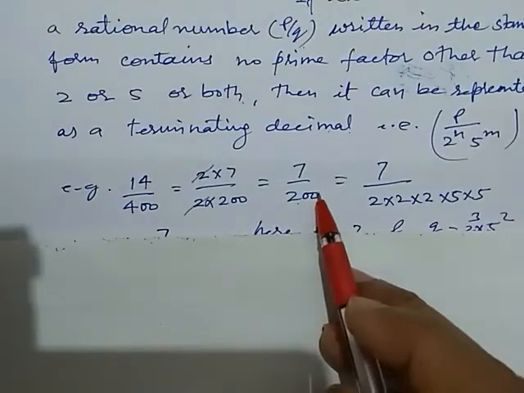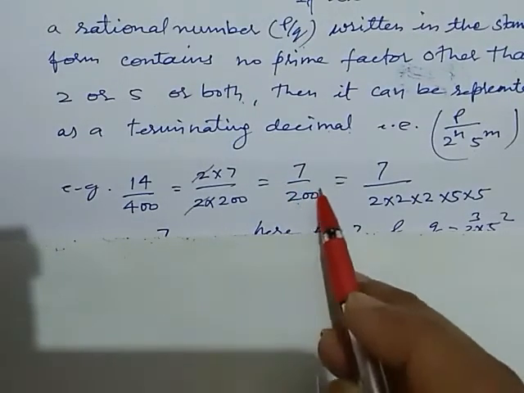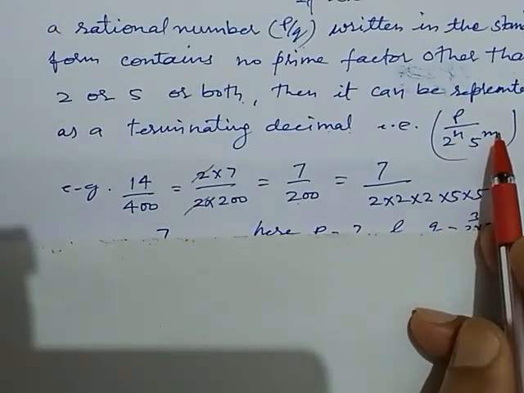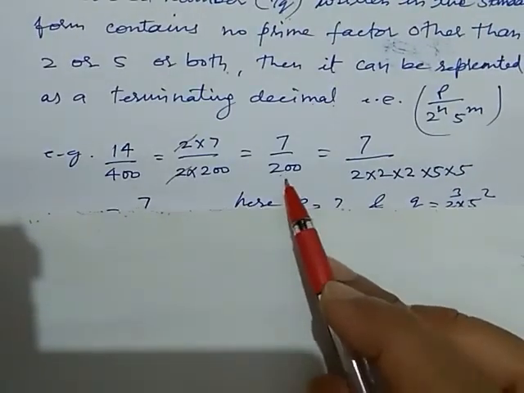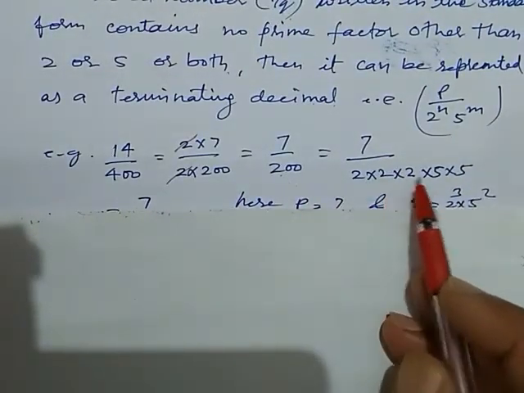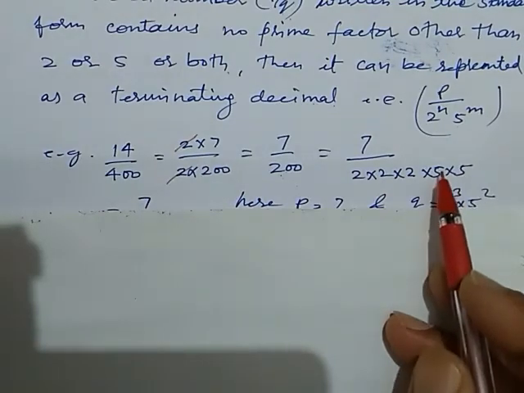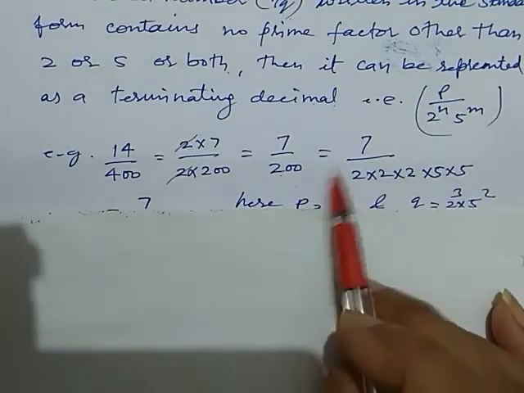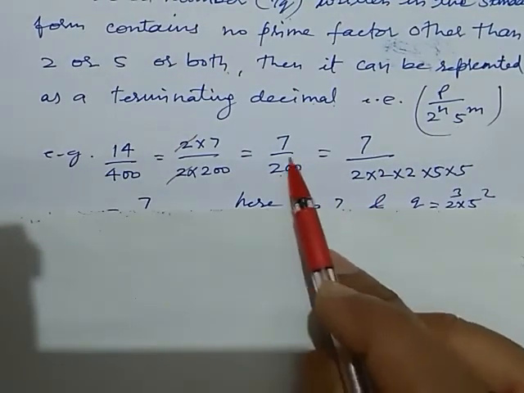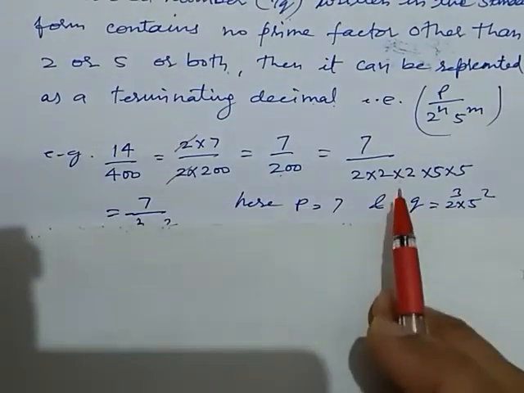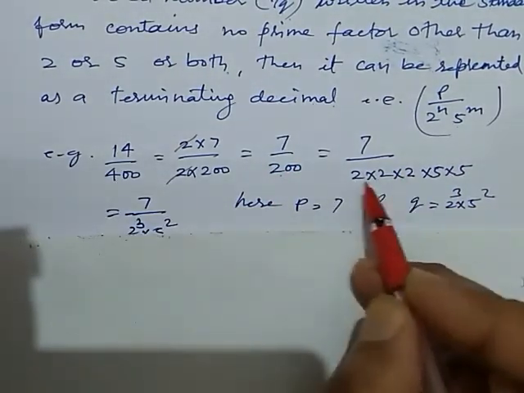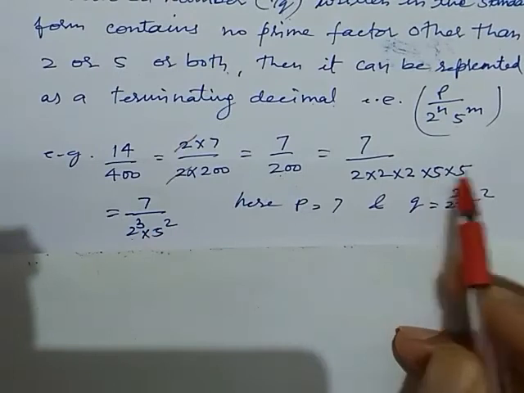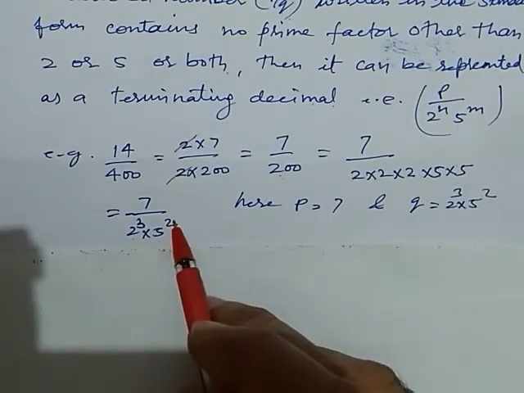Now we check whether the q, that is the denominator, is in the form 2 to the power n and 5 to the power m or not. We factorize this 200: 2 into 2 into 2 into 5 into 5. 5 twos are 10... 5 fives are 25, 25 twos are 50, 50 twos are 100, 100 twos are 200. So we check that the factors of 200 are these. Here 2, 2, 2, 2 appears 3 times, so we can write 2 to the power 3. And 5 appears 2 times, so 5 to the power 2. Okay.